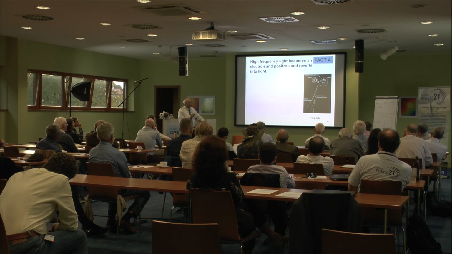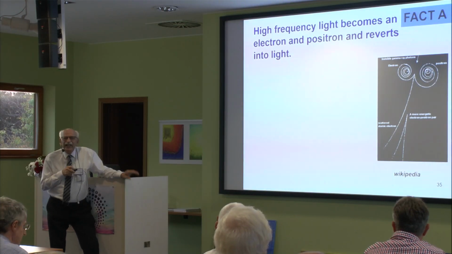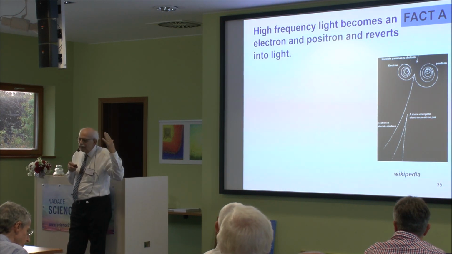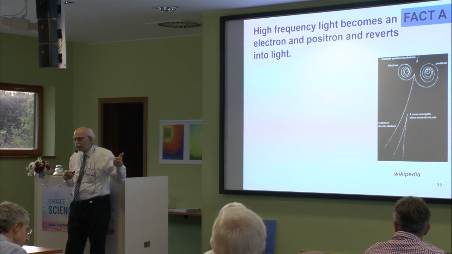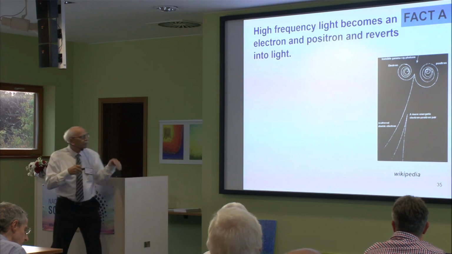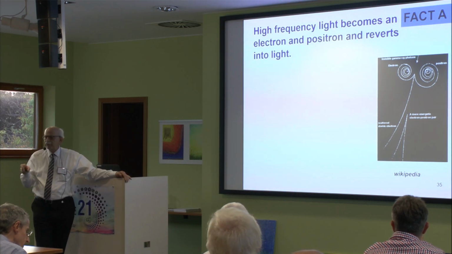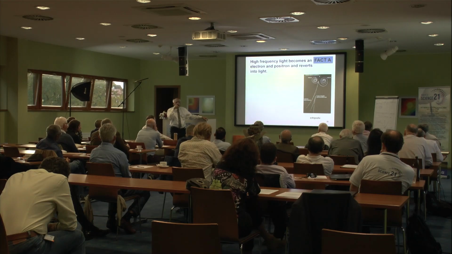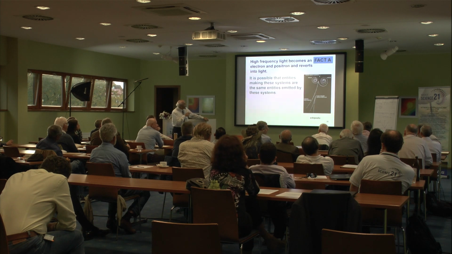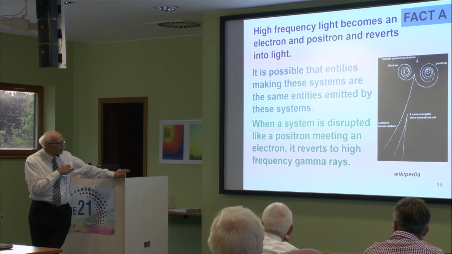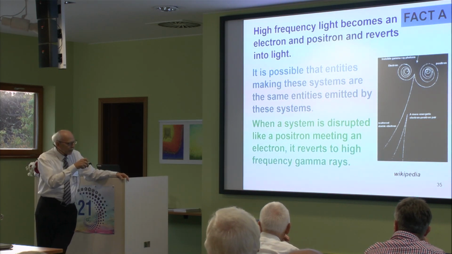First, if you look at this, it makes sense. If light is made of a lot of these entities and it passes through a very thin lead sheet, it reorganizes itself as an electron and a positron, and the electron and positron become light again. So maybe, like a snowman in Canada is made with snow, an electron might be made of light. I think as Arthur said, everything is made from light. I call those entities. It is possible that these entities are the same. When a system is disrupted, like a positron meeting an electron, it becomes a gamma ray.